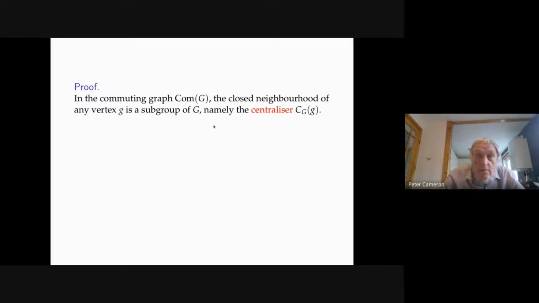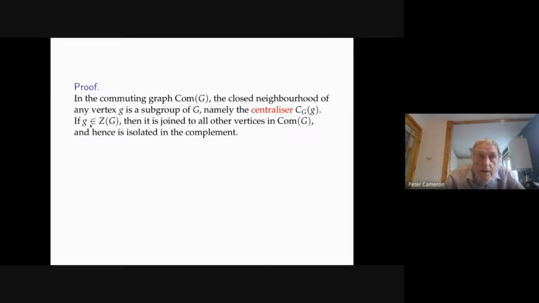The closed neighborhood of a vertex, if you take a vertex g and look at g together with all its neighbors, what does that mean? Well, that's all the elements that commute with g. So that's the centralizer of g in the group. And that's a subgroup. So the closed neighborhood of any vertex in the commuting graph is a subgroup. And if the element you chose was in the center, then that subgroup is the whole group. So this element is joined to everything in the commuting graph. So it's an isolated vertex in the complement. So we want to look at vertices that are not in the center.